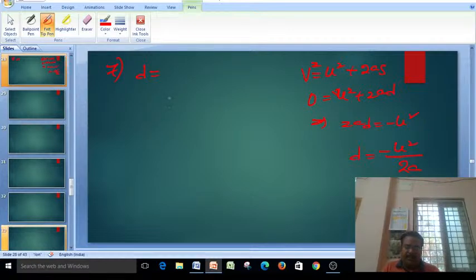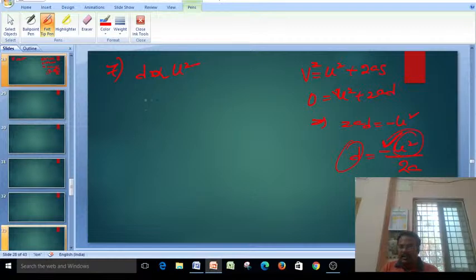What you observed here is that this distance is directly proportional to u square. This is the negative value here, for the initial velocity. The initial velocity is negative, but don't consider that one. Here d is directly proportional to the square of the velocity. D is directly proportional to the square of the velocity.